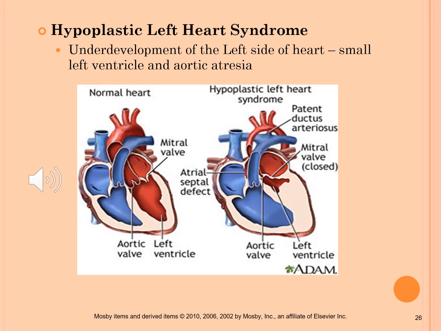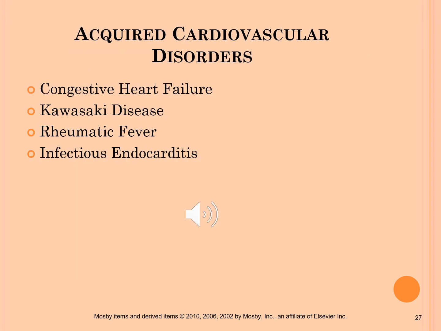The Norwood procedure is the first one. It's usually done within the first week of life, followed by what's called the Glenn procedure, which is usually done somewhere between 3 and 8 months, followed by the Fontan procedure, which is typically done between 18 months and 3 years of age.